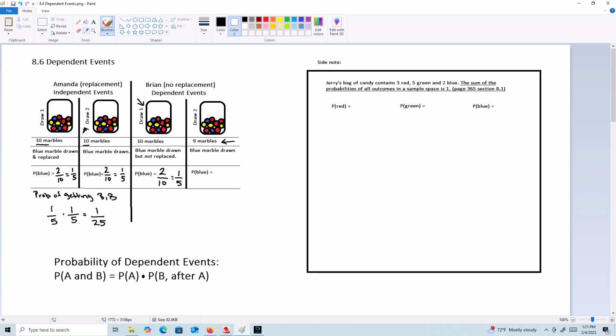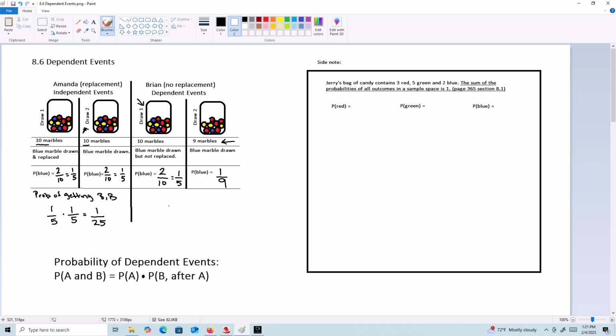Oh, I just realized my picture is wrong. Let's say that he was successful in getting that blue marble. So now there's only 9 marbles in the jar. What's the likelihood that he's going to get that blue marble right there? Now we only have 1 blue, and there are 9 left in the jar. 9 possible outcomes.